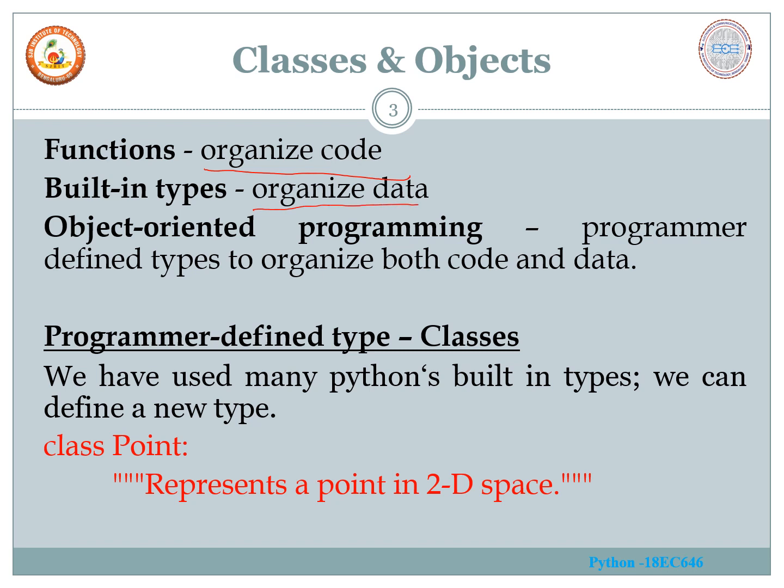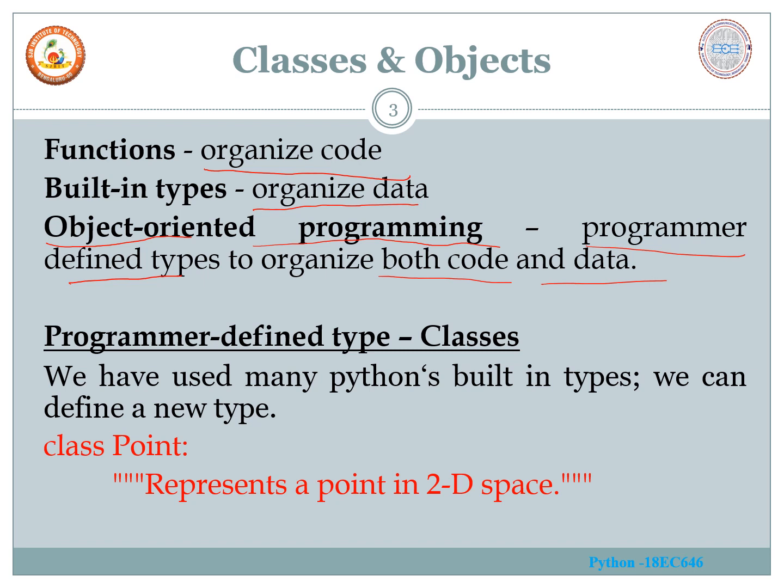Here, in the next step, we are going to learn about object-oriented programming concepts, where we use programmer-defined data types, or types, to organize both the code as well as the data. In the case of programmer-defined types, there are many built-in types we find in Python. We are going to now define a new type.